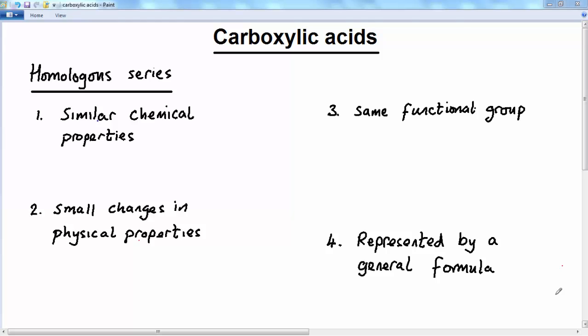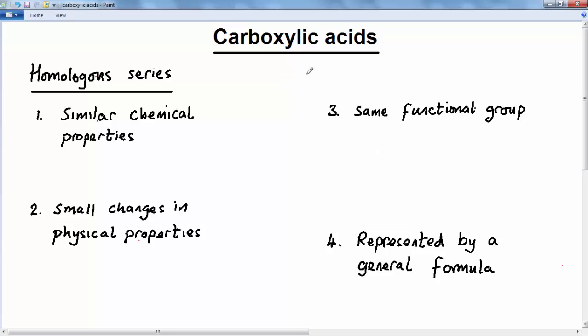In this lesson we're going to look at the carboxylic acids, and as with the alkanes and the alkenes and the alcohols, the carboxylic acids form a homologous series. Let's quickly review again what that means. Firstly, that they have similar chemical properties as you move along the group, and they have similar chemical properties because they possess the same functional group.